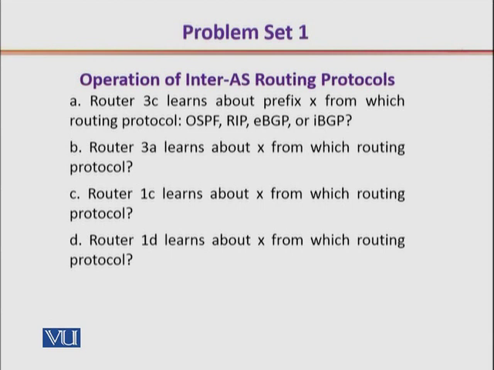Now, given this topology, it would be interesting to explore if router 3C learns about prefix X, which routing protocol does it exactly use? Does it use OSPF, RIP, EBGP, or IBGP? Router 3A learns about the same destination X from which routing protocol? Router 1C uses which protocol, and router 1D uses which protocol?